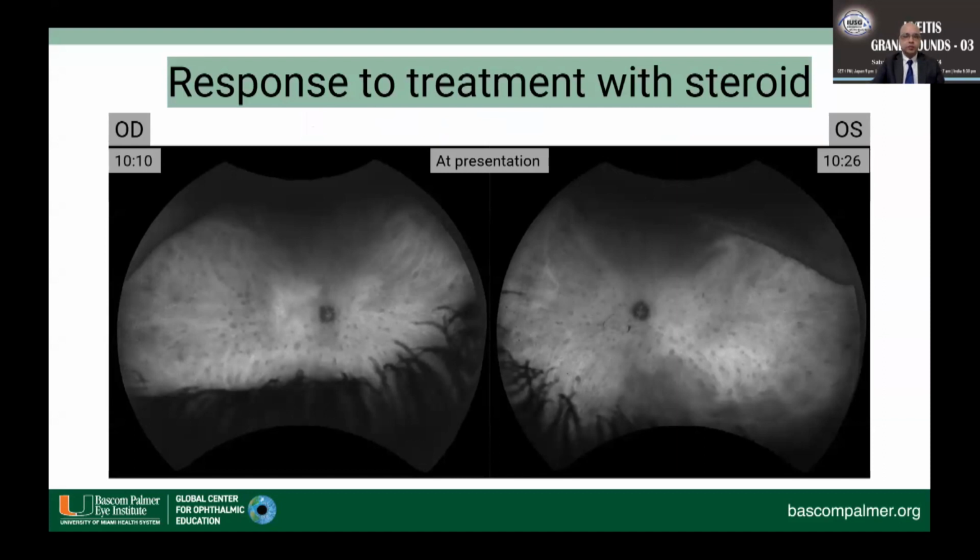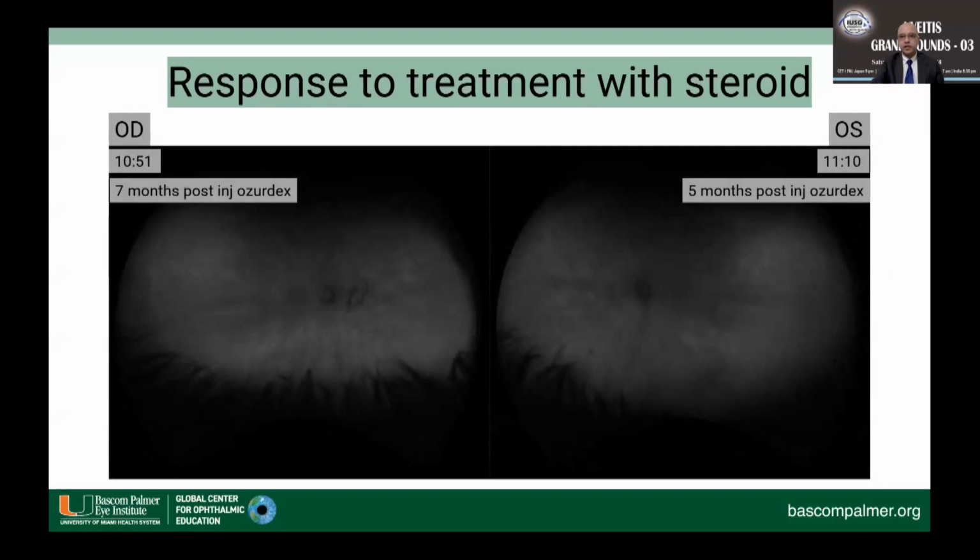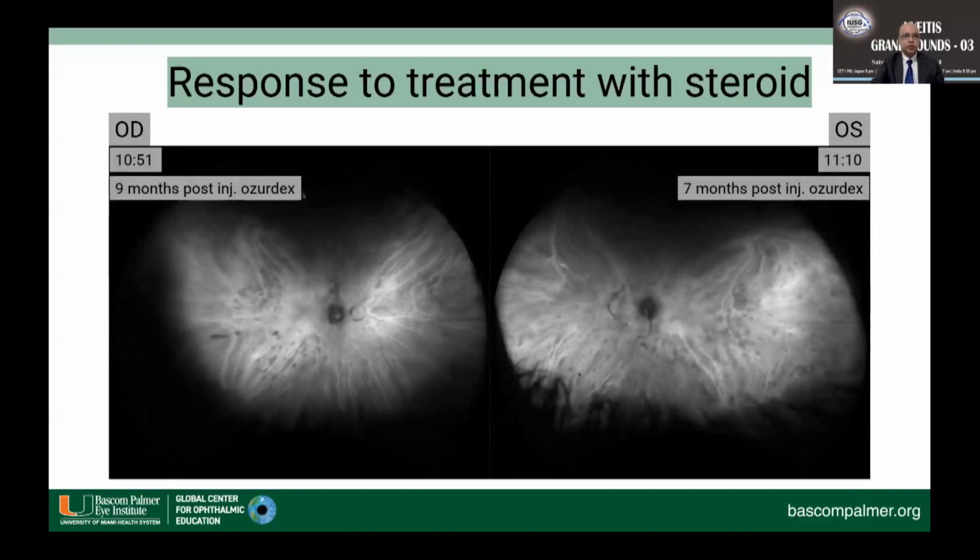This is our first patient, a young female who had an underlying high risk for malignancy, and she was injected with intravitreal Ozurdex in the right eye. This is the ICG picture 2 months after injection, with resolution of the lesions in the right eye but persistence in the left eye, which was not injected at this time. Later, after injection, there is resolution of the lesions in both eyes. This is after 9 months in the right eye and 7 months in the left eye, with reappearance of the lesions.